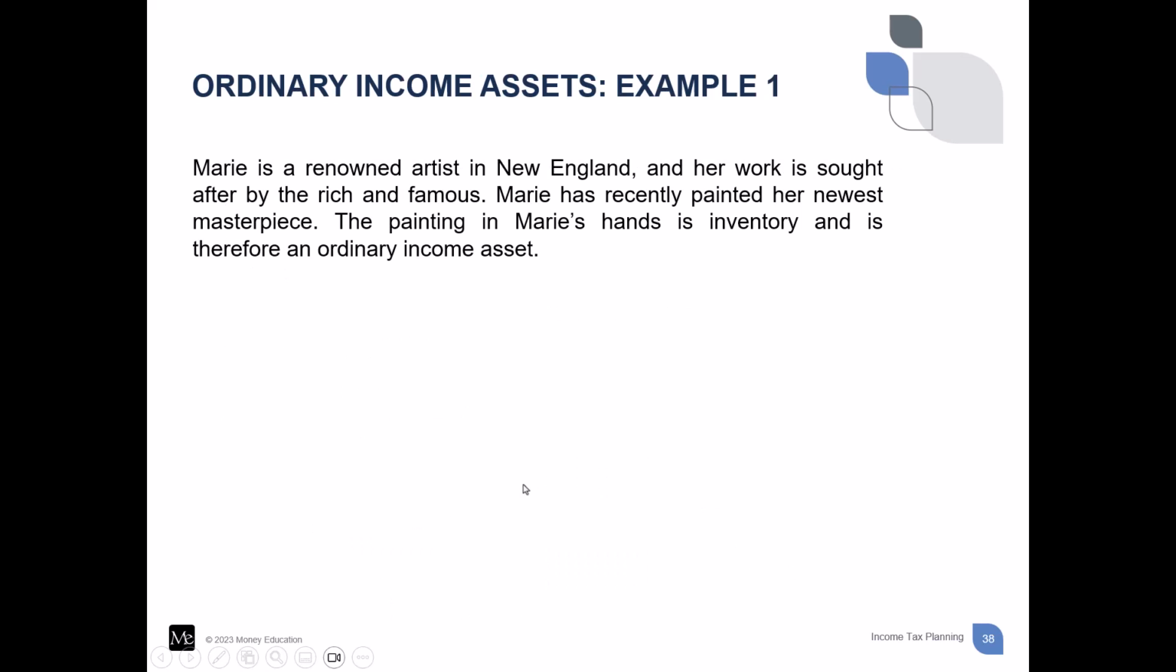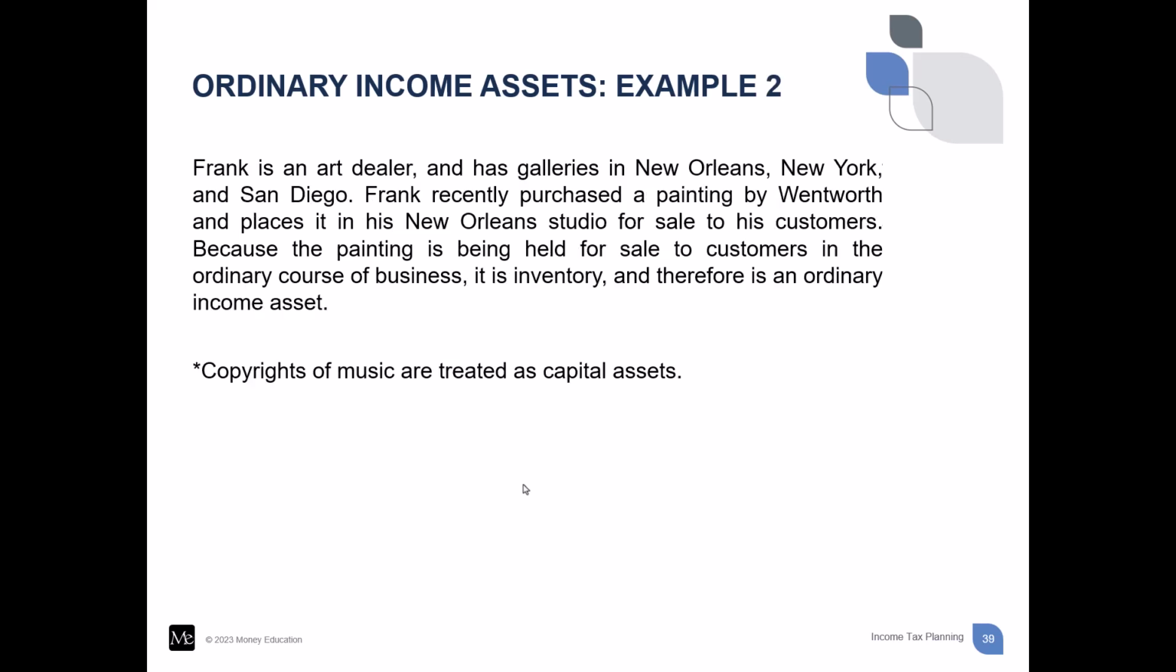Marie is a renowned artist in New England, and her work is sought after by the rich and famous. Marie painted her newest masterpiece. In Marie's hands, it's inventory, therefore an ordinary income asset.